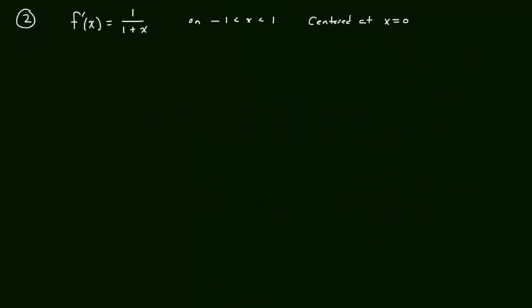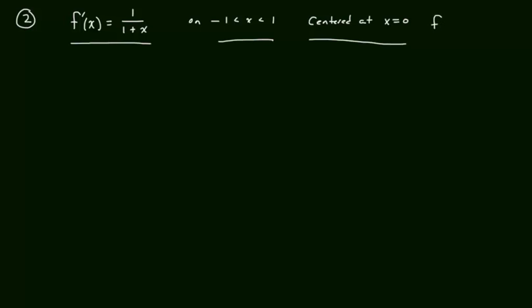Let's take a look at example 2, and you're going to see some similarities and differences. This time they want a power series for f of x, but they give us f prime of x. They say that f prime of x is 1 over 1 plus x. This is the domain, and they want us to write a power series centered at 0. What makes this problem different is we do not have the particular function, so we need a condition. Without a condition, we would not be able to find the power series they're asking us for.